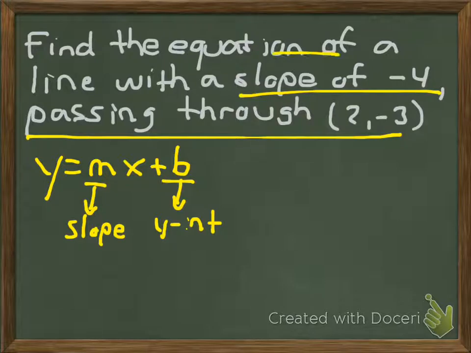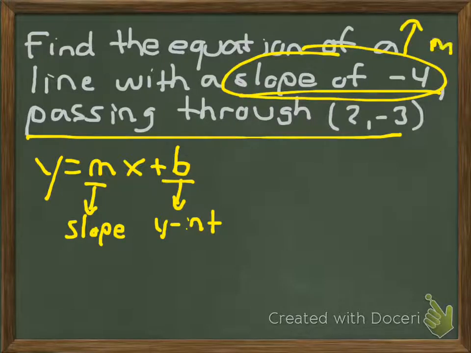But what's nice in this problem is we're already given the slope. It's -4, so therefore -4 is the slope, that's m. So we're looking for an equation that's already y equals -4x plus b. So my only job is to figure out what b is.